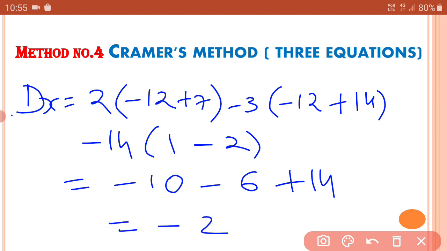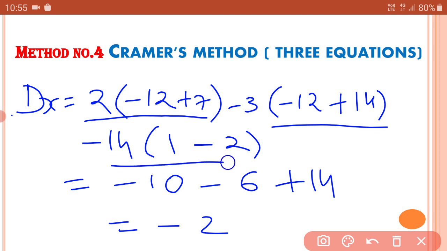Check it. Minus 12 plus 7, so minus 5 into 2, minus 10. This answer is minus 10. This answer is plus 2 into minus 3 minus 6, and this will be 14. So final answer is minus 2. Minus 2 is the final answer.